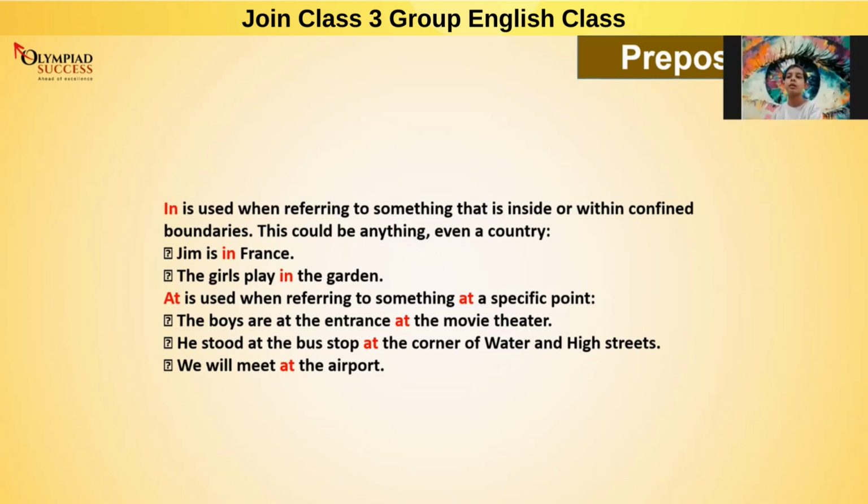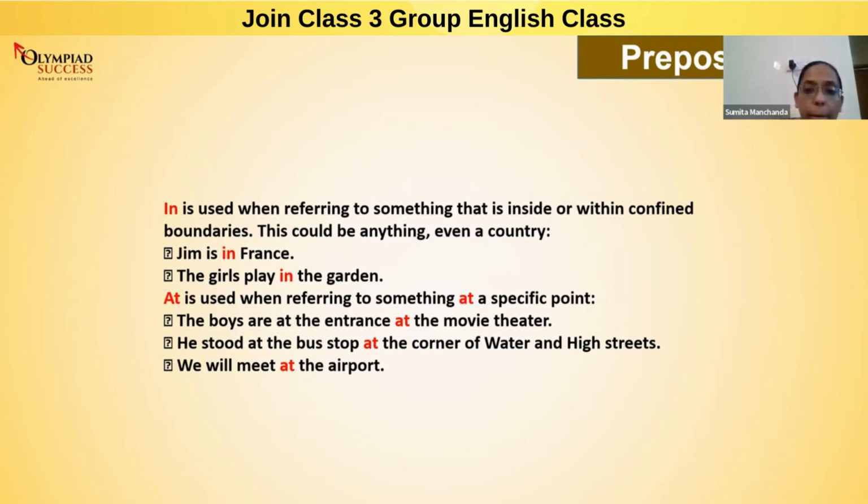At is used for the place, but here in the garden, in is also used for the place. The girls play in the garden. So the girls play at the garden? Over here, Shriyan, will not go with the sentence.